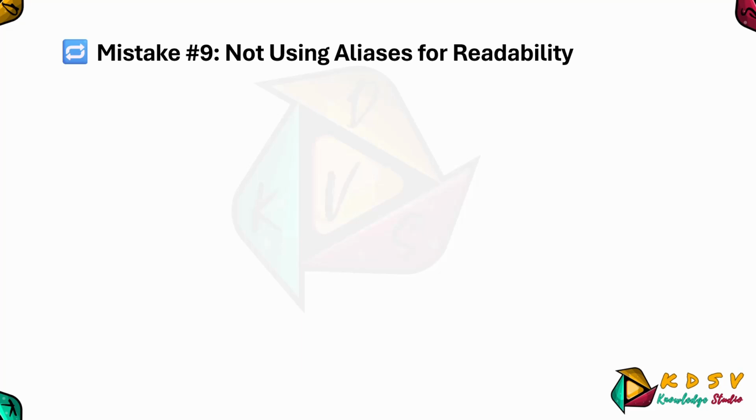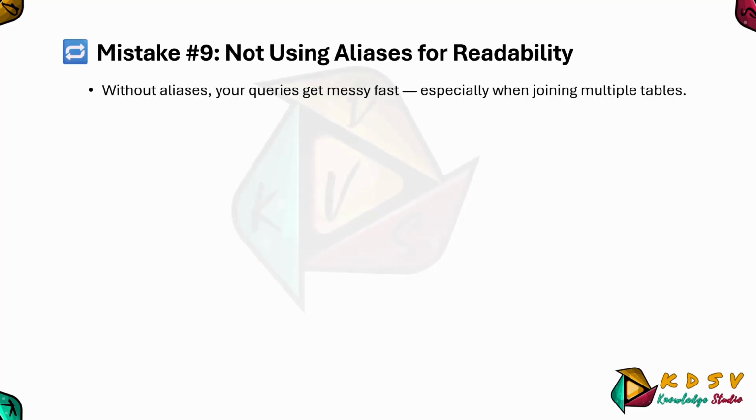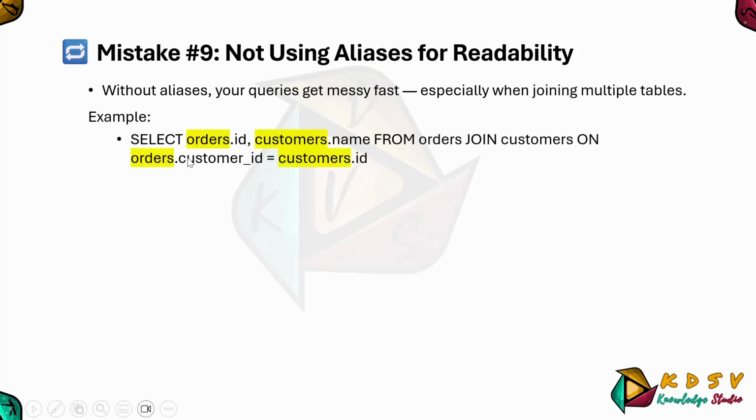Mistake number 9: not using aliases for readability. Without aliases, your queries get messy, specifically when joining multiple tables. For example, SELECT order_id, orders.id, customers.name FROM orders JOIN customers ON the customer ID. Here, wherever you select a different column in the SELECT statement, you have to prefix it with the table names, orders and customers. It works, but it is hard to read and maintain for a large set of SQL queries.